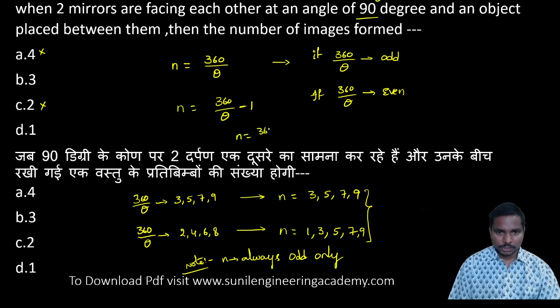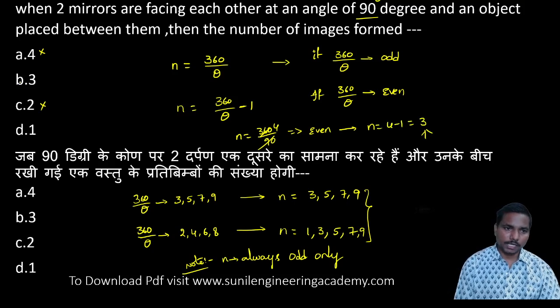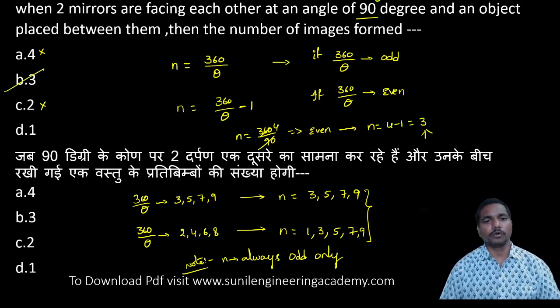N is 360 by 90. That is 4. 4 is even, so we need to subtract 1: 4 minus 1 is equal to 3. So the answer is option B. Okay, so like that we have to give the answer.